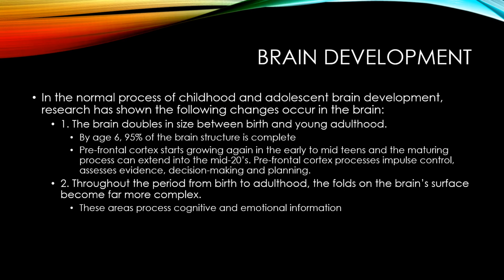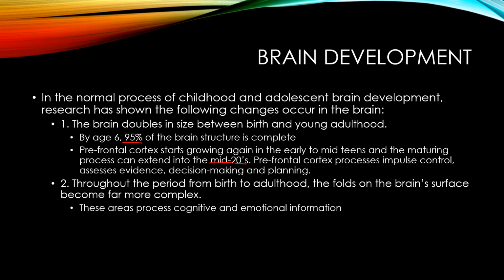So in the normal process of childhood and adolescent brain development, there are a few different changes that have been shown to take place for most every person. The first is that the brain doubles in size between birth and young adulthood. By the age of 6, 95% of our brain structure is complete. It's that final 5% that really starts to grow during puberty and can continue into the mid-20s of our life.